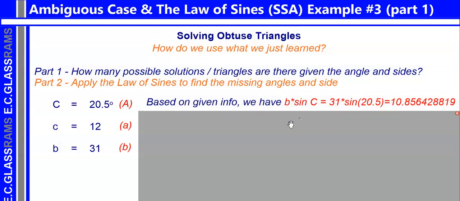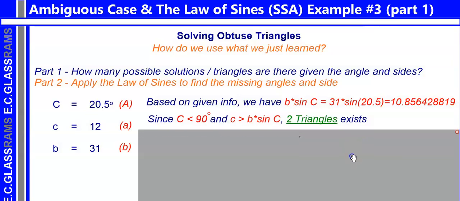So based on the given info, our angle A is less than 90, and therefore we do care about the b sine C. So that is what b sine A would have been, but again we replace the capital A with a capital C. If you do this correctly, 31 times sine 20.5 is this.